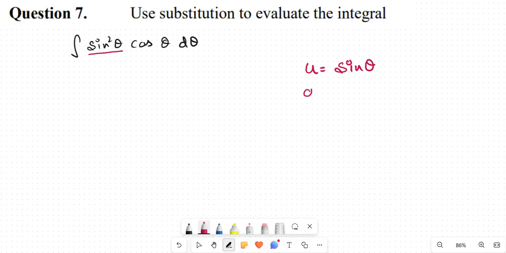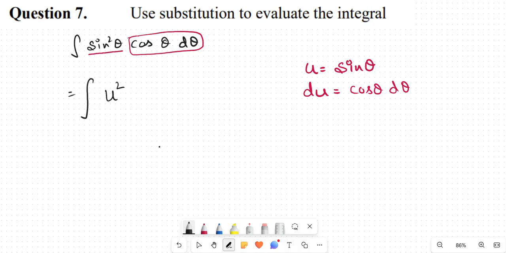For substitution, you need to first do the differential to find du. The derivative of sine theta is cosine theta d theta, and you'll notice that is already sitting in the integral. So that means my integral can be written as sine squared theta, which is u squared now because sine theta is u, times cosine theta d theta, which is replaced by du.